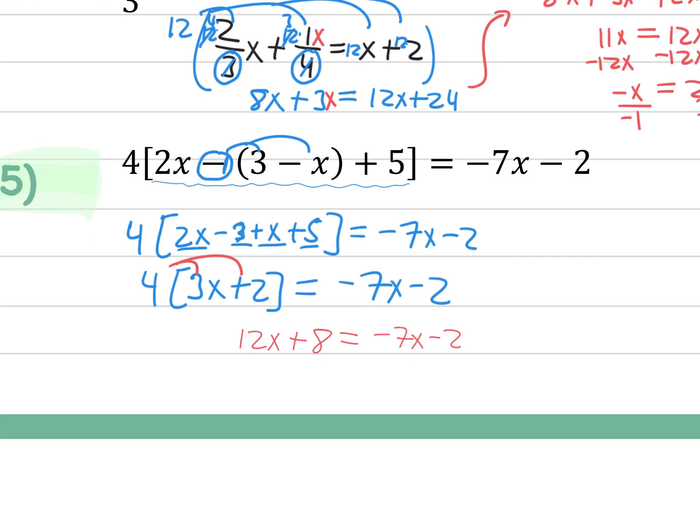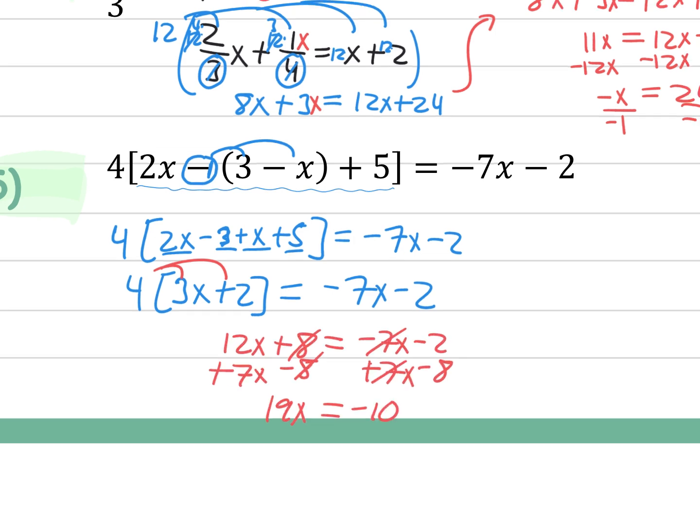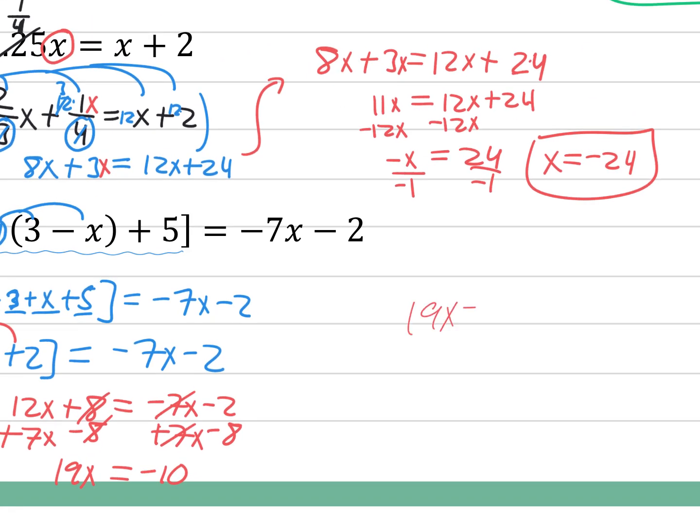And then we just get our x's on one side, our numbers on the other. So I'm going to add 7x on both sides. And then -7x plus 7x cancel out. So I get 19x. I can subtract 8 on both sides. 8 minus 8 cancel equals -2 minus 8 is going to get you a -10. All right, so I get 19x equals -10. Divide by 19 on both sides. And I should get x equals -10 over 19.